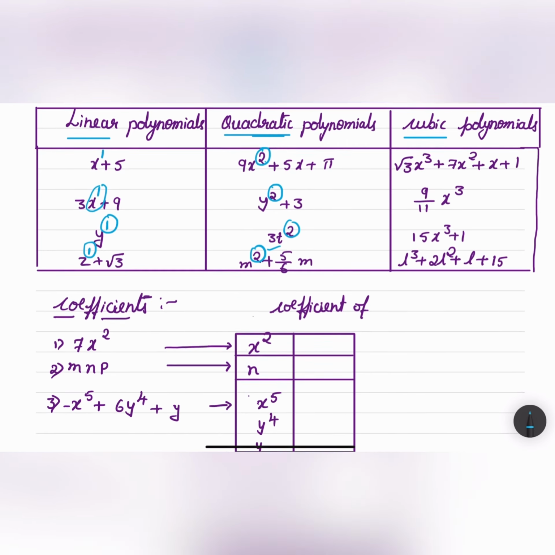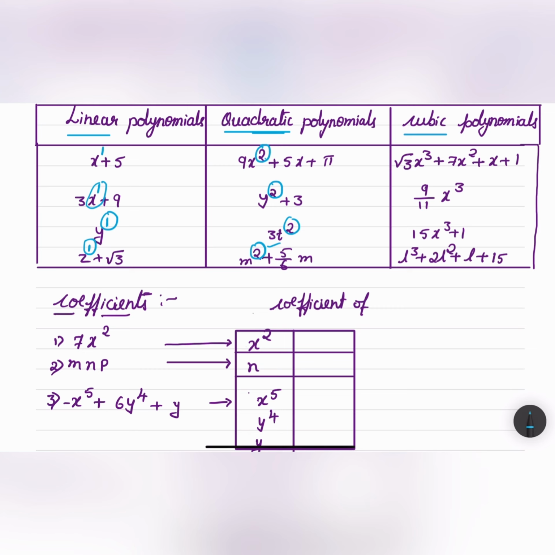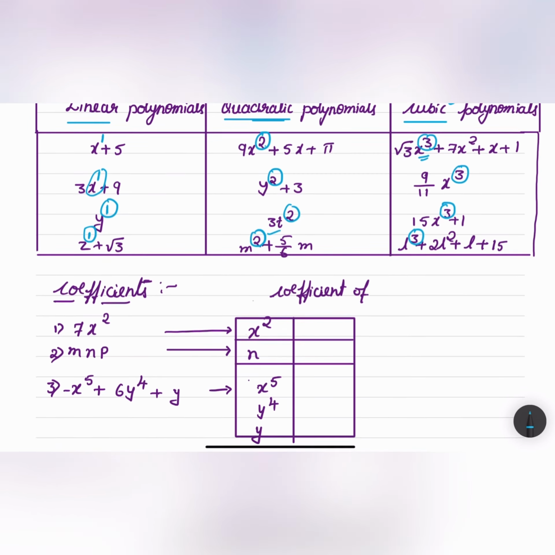And then the next one, cubic polynomials. Cubic polynomials are those where the highest degree is 3. Root 3 x cube plus 7x square plus x plus 1, highest degree 3. 9 by 11 x cube, highest degree 3. 15 x cube plus 1, highest degree 3. l cube plus 2l square plus l plus 15, highest degree 3. So these are the examples for cubic polynomials.